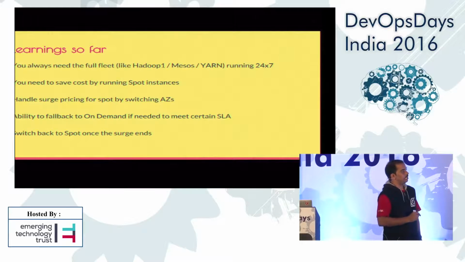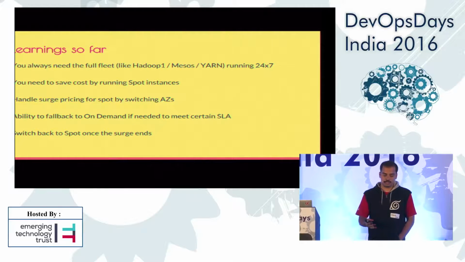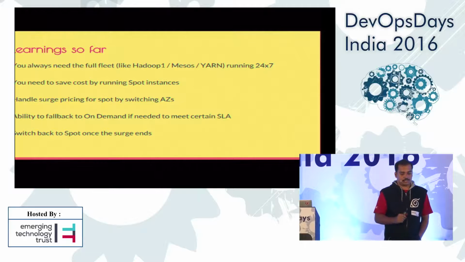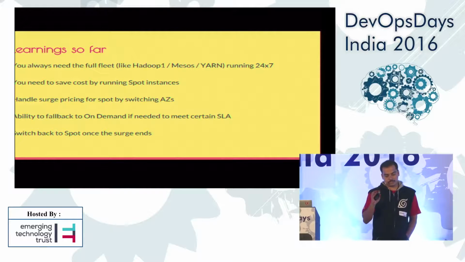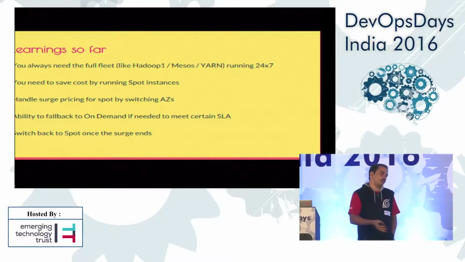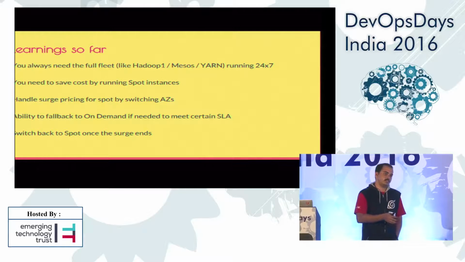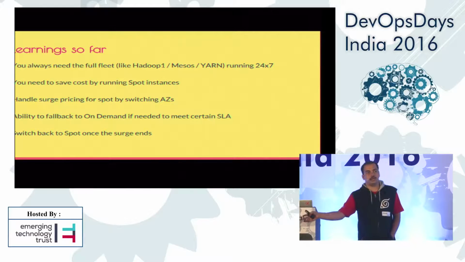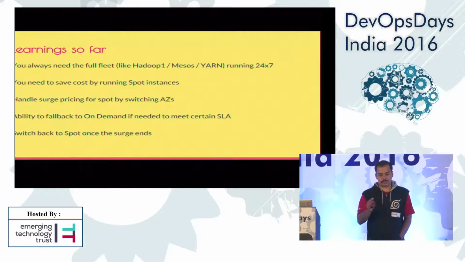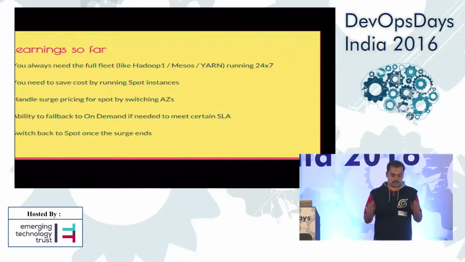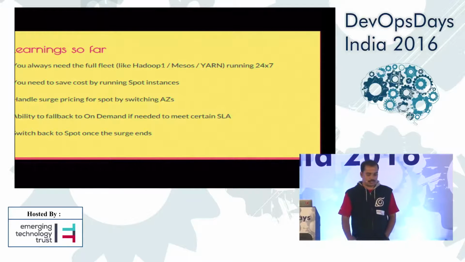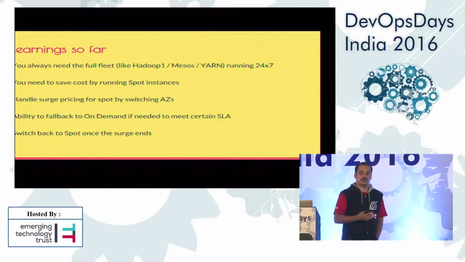The next part, based on our learnings, is that you can't use on-demand instances. You want to use spot instances so that you can save cost. And you also want to handle surge pricing for these spot instances. The approach we took there is, let's switch AZs. When a particular AZ for an instance type is having a surge, let's move to a different AZ altogether so that we can handle it. That was our genius way of handling the situation. Not something that I'm proud of at this time, but this is what we could come up with last year.